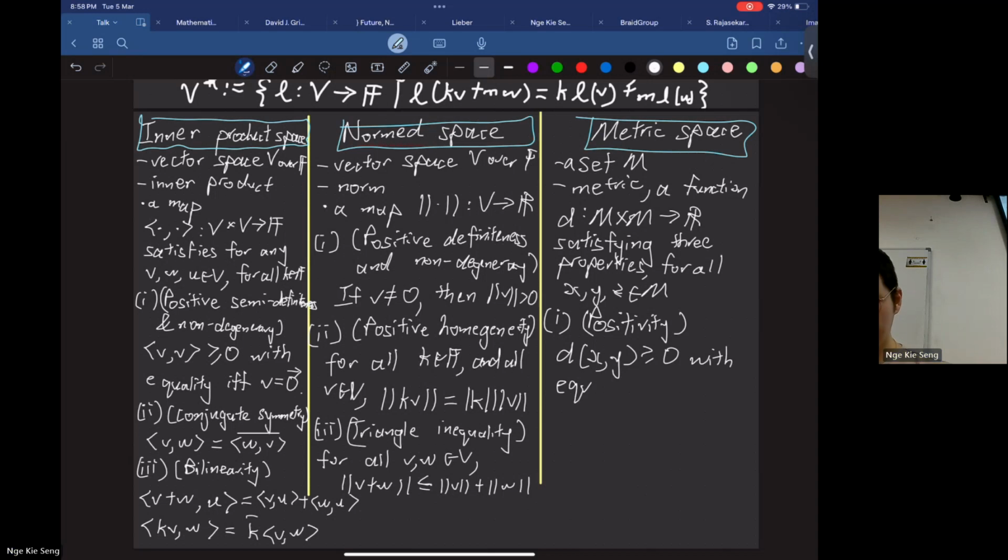Only when? When can the distance be 0? They are the same point. x equals y.